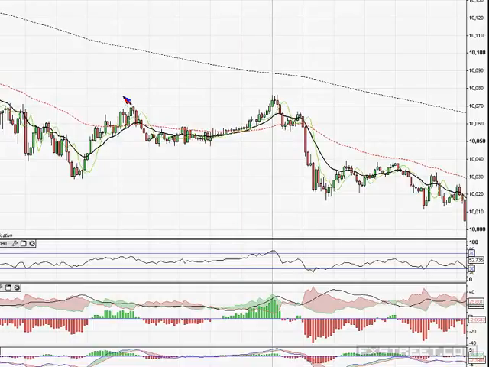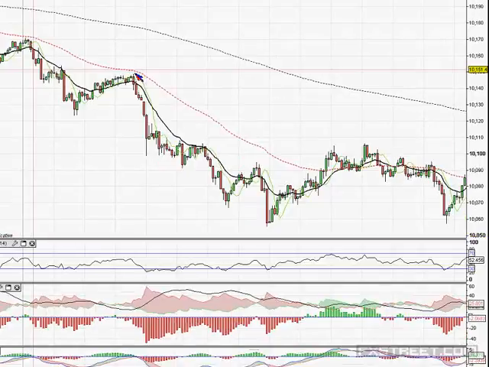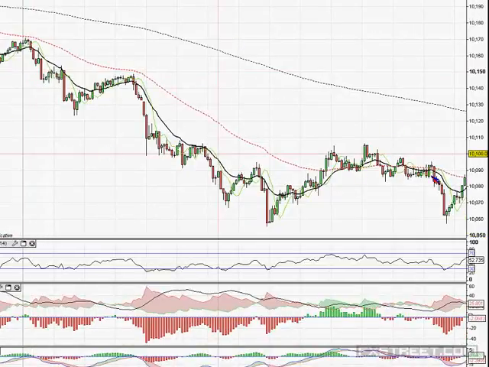Here, double high, low close, same candle. Here. Okay, these are all in a down sequence. Look at the moving averages.